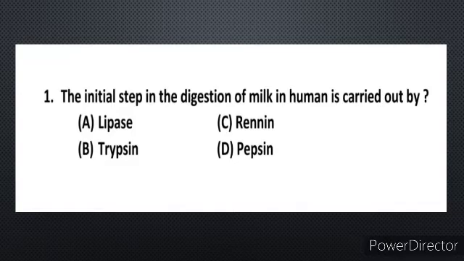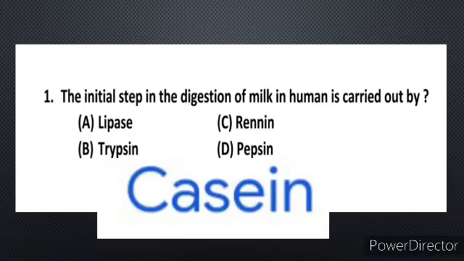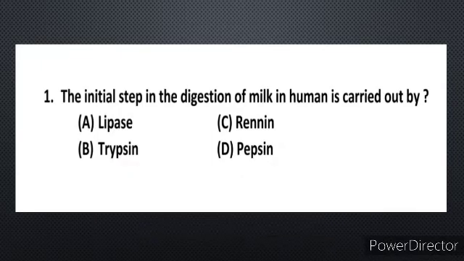Renin. So renin is the enzyme that digests the milk. It is an enzyme present in the stomach. It becomes active with the help of hydrochloric acid. Its inactive form is called prorenin. Prorenin is activated by HCl and it becomes renin. This renin digests the milk protein. What is the milk protein? Casein. So it digests the casein and breaks it down into para-casein. So the answer is renin.